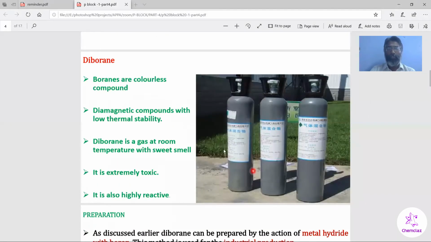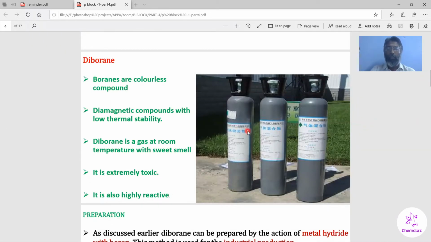Diborane is a colorless gas, and this gas is filled in cylinders. It is a colorless, diamagnetic compound, which means it is repelled by a magnetic field, with low thermal stability and a sweet smell. It is an extremely toxic and extremely reactive gas.